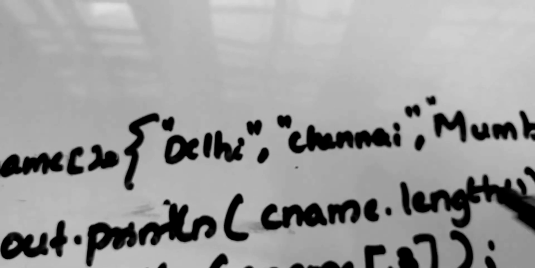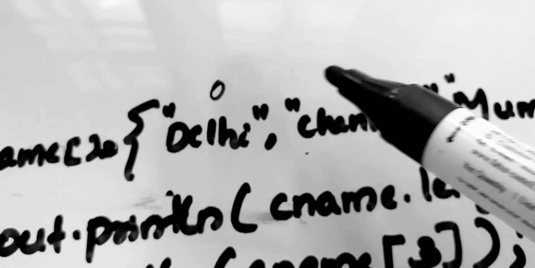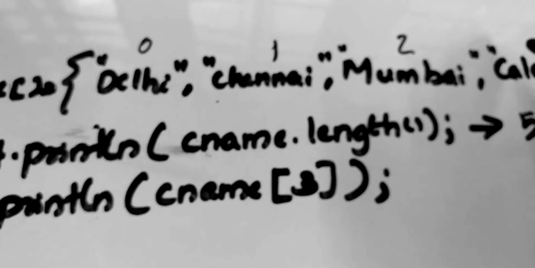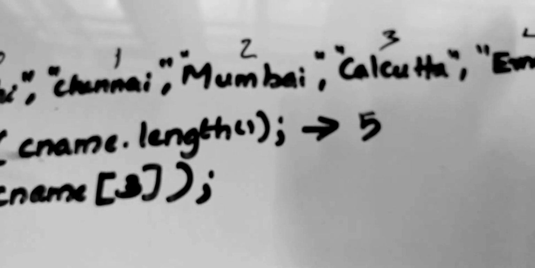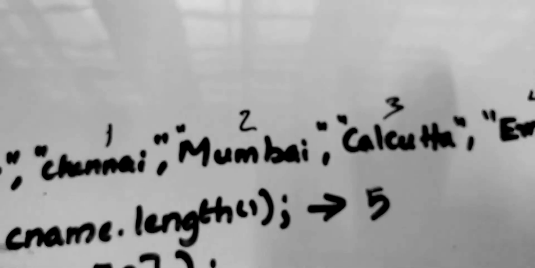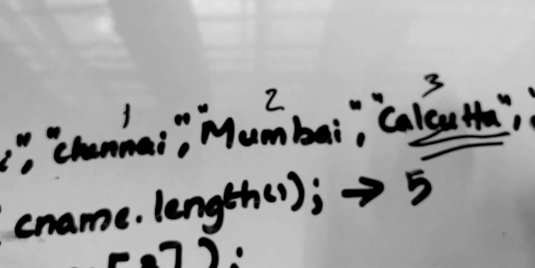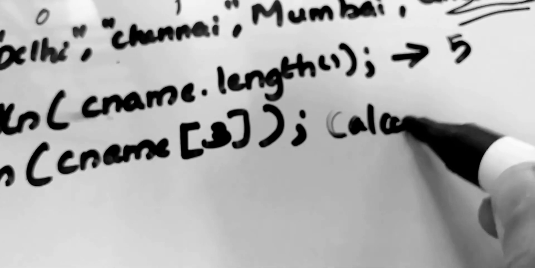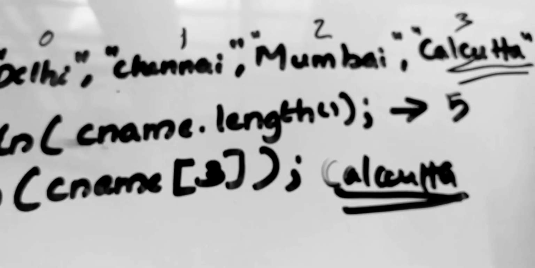The next question is System.out.println CNAME of 3, which means which element is at the index position 3. All of you know that the index position of an array starts from 0. So for Delhi the index position is 0, for the second element 1, 2, 3 and 4. Clear? So what is the output of CNAME of 3? Which element is in that position? It is Calcutta, the fourth element. So the result is Calcutta. So this is the output.